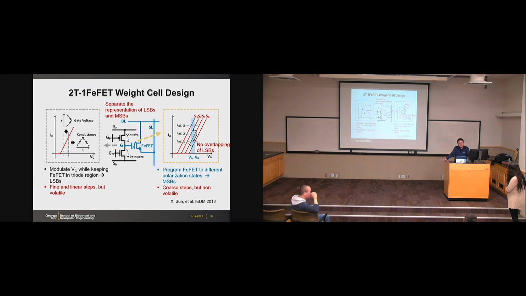How is the retention of the effect? The retention is kind of okay. So like months, years, and at higher temperature maybe the degradation will be a little bit faster. So retention is not that big a problem compared to endurance.